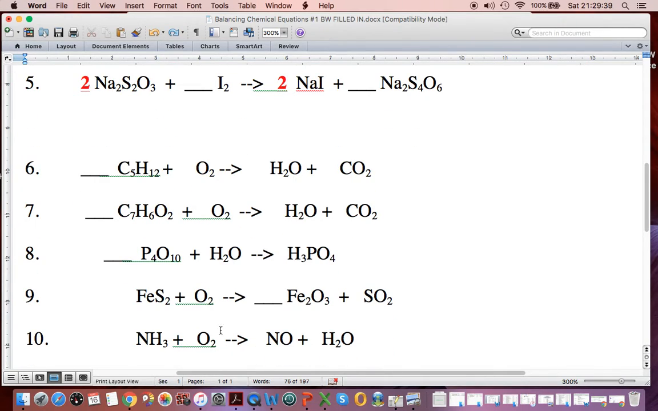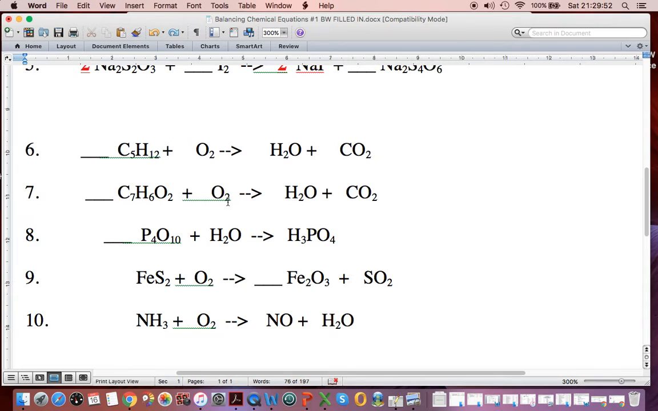Now this one, 4 of the 5 examples are combustions, and if we're burning organic things, I always start by balancing out the carbon, then the hydrogen, and finish with the oxygen because it's by itself. So let's give this a whirl.